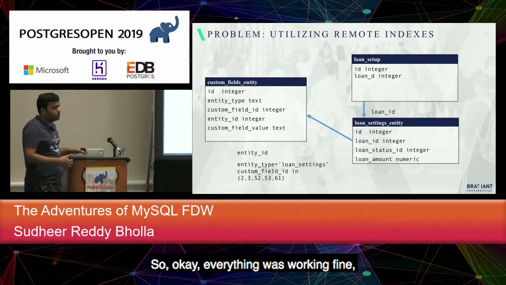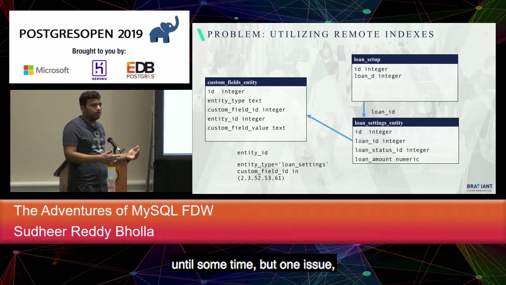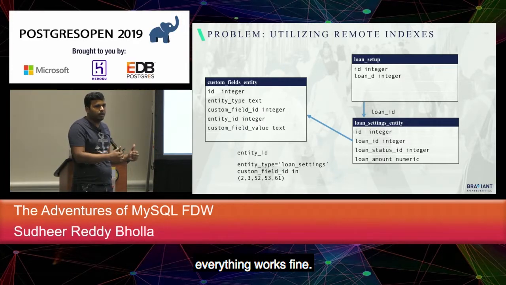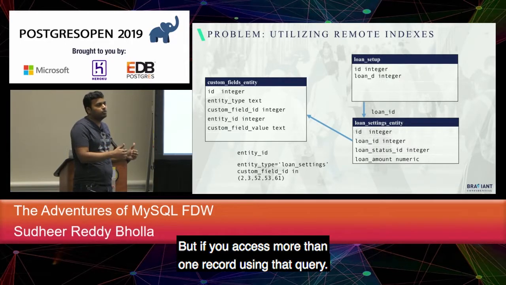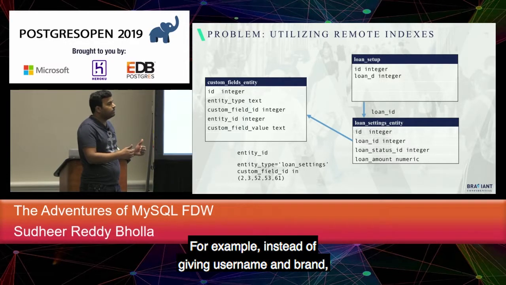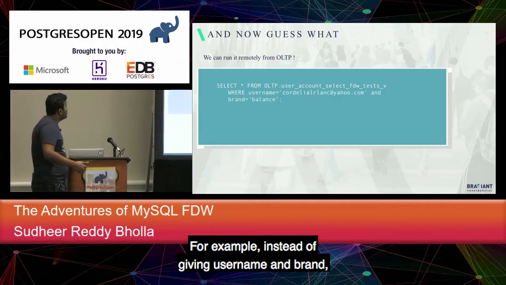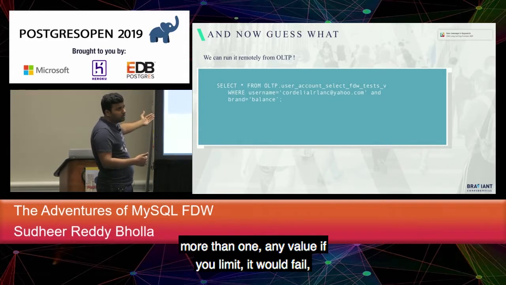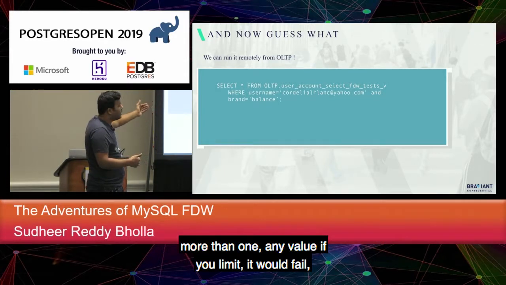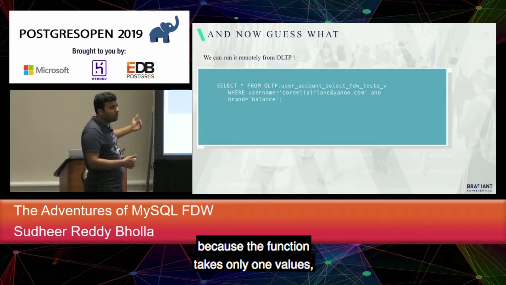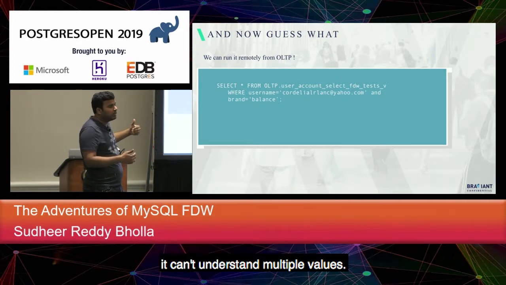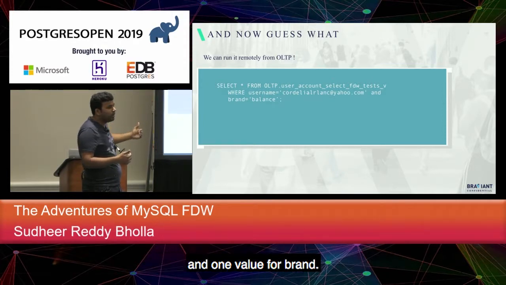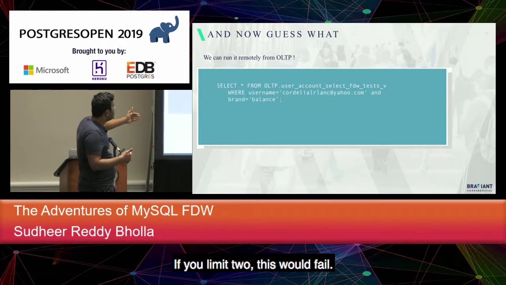Everything was working fine until one issue: if you access only one record at a time, it works fine. But if you access more than one record using that query, for example, instead of giving username and brand, if you just do a limit, any value, it would fail, because the function takes only one value. It can't understand multiple values. The view is pointing to a function which takes only one value for username and one value for brand. If you limit, this would fail.